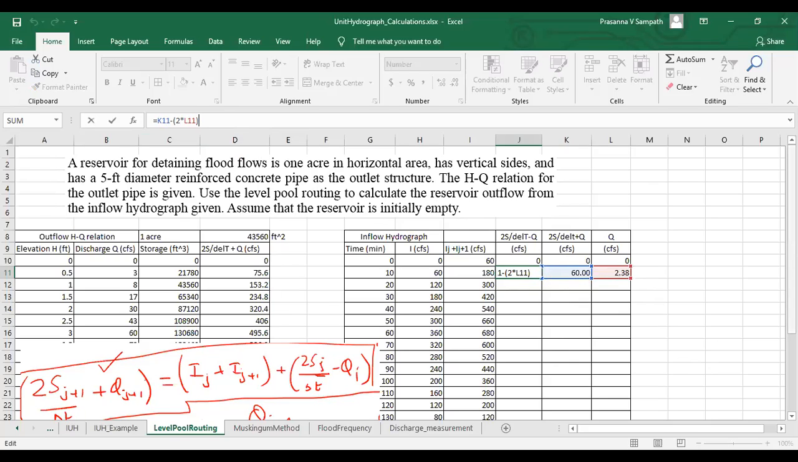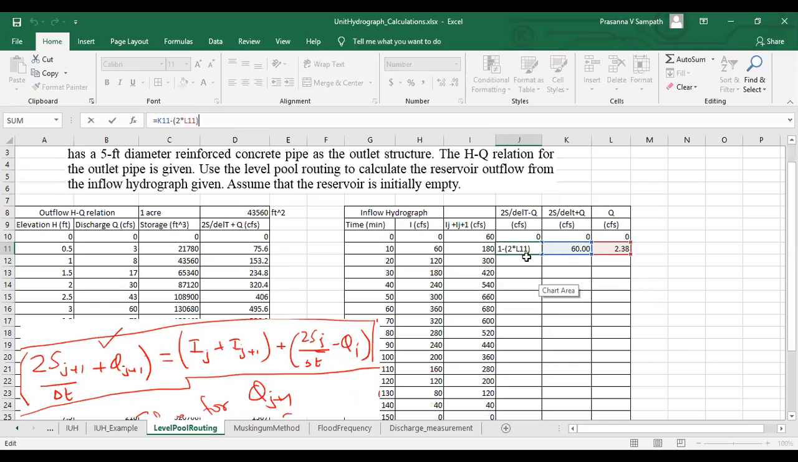You understand what is happening here? Yes, sir. How did I compute this term? I simply computed it as, once I finish this computation, it is no longer j plus 1. When I move to the next time step, this row becomes the jth time step, right? So 2s by delta t minus q at the jth time step will simply be 2s by delta t plus q at the jth time step minus 2 times q at the jth time step. That's what this formula is.